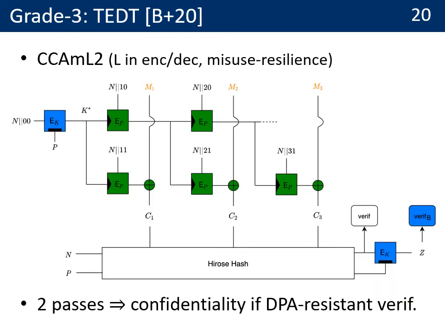We crossed the last mile by describing grade 3 designs like TEDT. They provide strong confidentiality guarantees in front of decryption leakages by leveraging a second pass. This guarantees that only well-formatted messages are going to leak, leaving the adversary with the possibility to perform an SPA against the ephemeral secrets of the bulk computation.